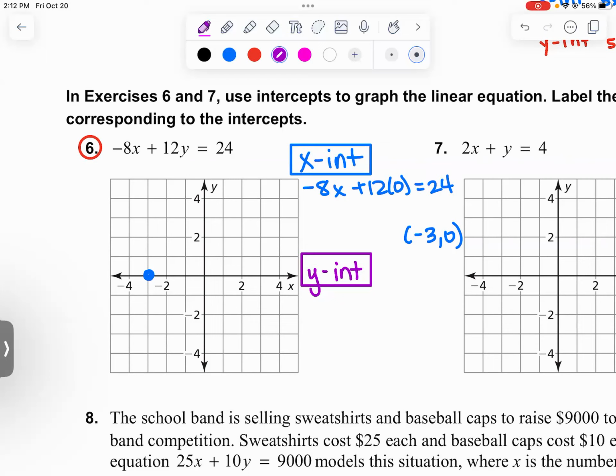Okay. DJ, what do you have for our Y-intercept? Okay, so if we put negative 8 times 0 plus 12y equals 24, why are people talking while I am? We get y is 2. I need you to write the coordinate 0, 2. So here is our line.